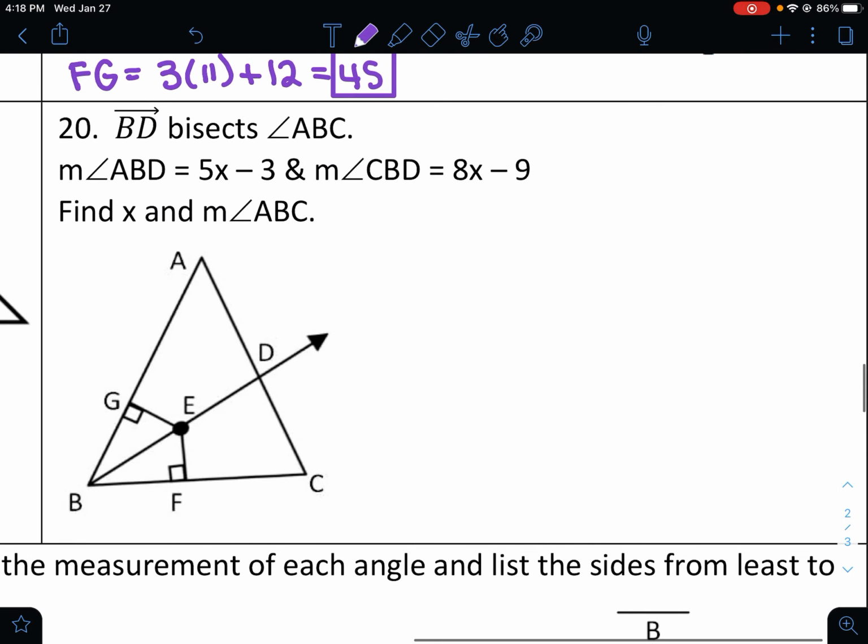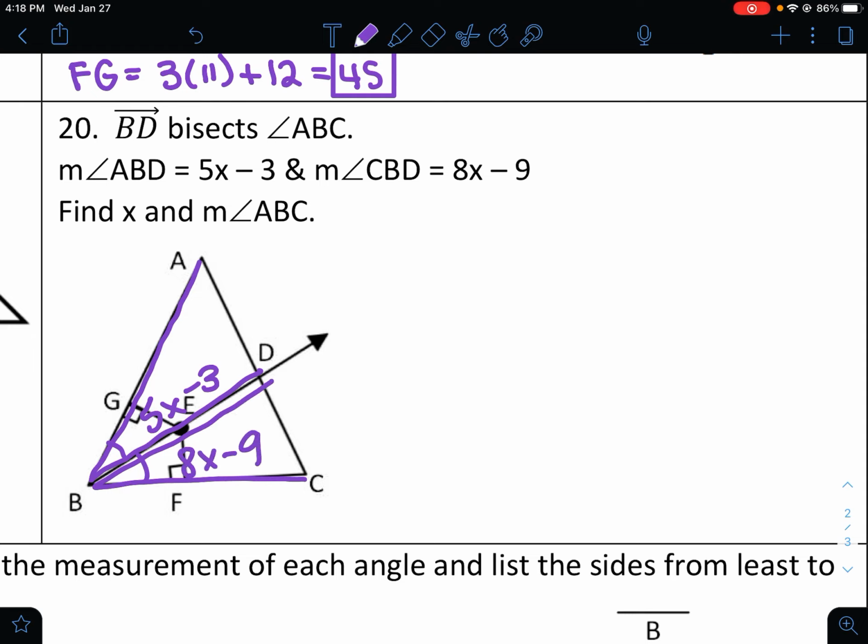Number 20. BD bisects ABC. So that means those two angles are congruent. The measure of angle ABD is 5x minus 3. And the measure of CBD is 8x minus 9. Since we're talking about angles being bisected, this is going to be an angle bisector problem, so it's definitely part equals part. And so just make them equal to each other. So 5x minus 3 equals 8x minus 9. And then when you solve for x, you should get 2.